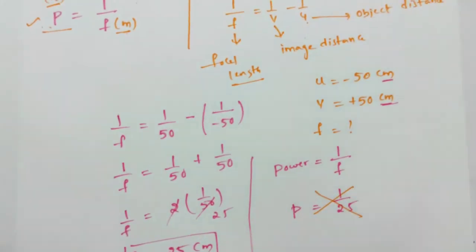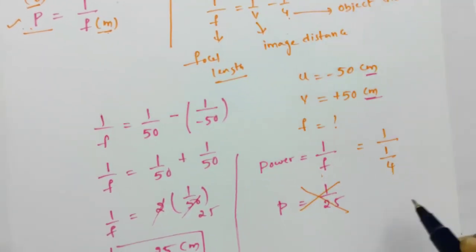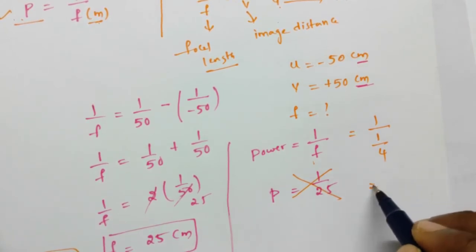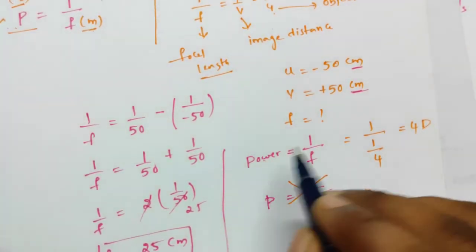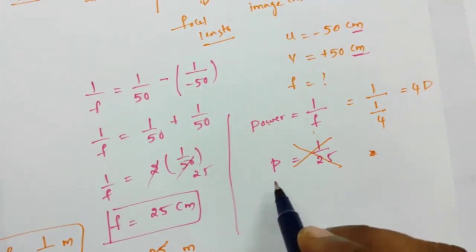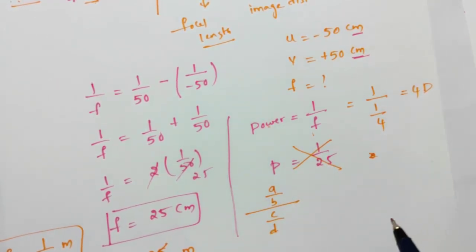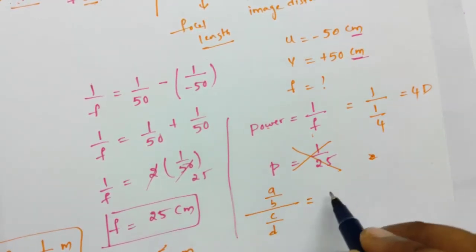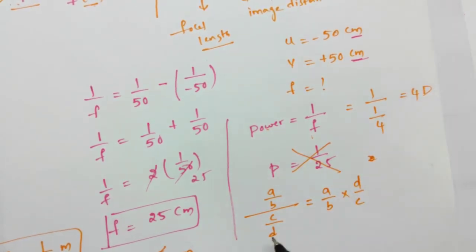Now we are going to use the power formula, which is equal to 1 by focal length, so 1 by 1 by 4. That is equal to 4 diopters. Some students have a doubt when I wrote it directly. The units will be diopters. But why does it come? Remember, this is a fraction division. A by B is a fraction, divided by C by D, another fraction. We can also write this as A by B into D by C.